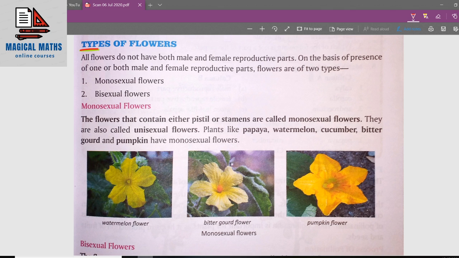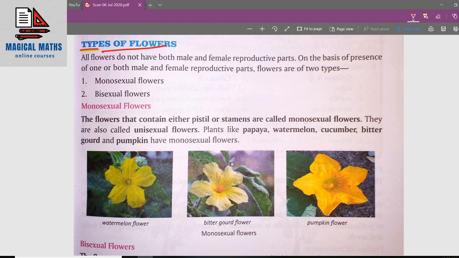Students, this is the second video, or you can say the second part, of the pollination chapter, and in this video we are going to start with types of flowers. In the previous video we discussed the different parts of a flower, and I told you there are four different parts: calyx, corolla, androecium, and gynoecium. Now we are going to start with the types of flowers.